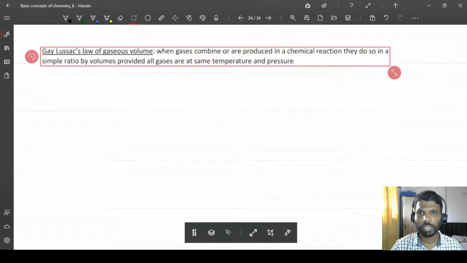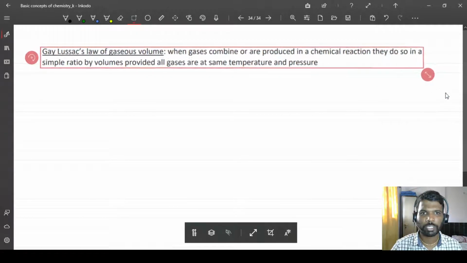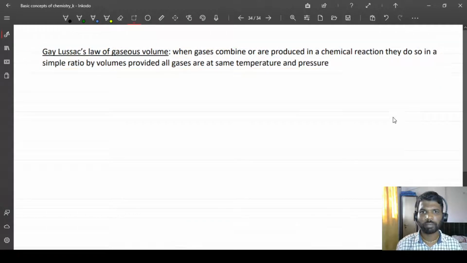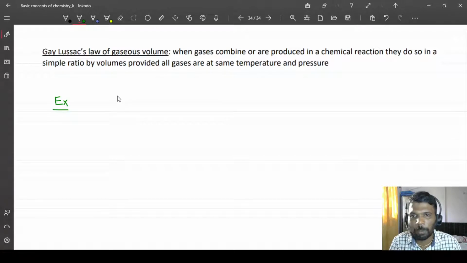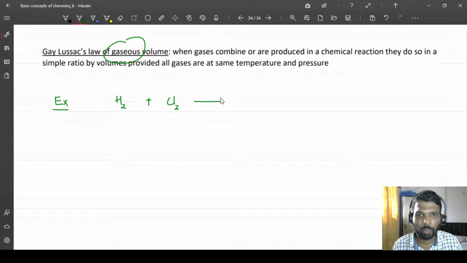The next law is Gay-Lussac's law of gaseous volume. What it says is that when gases combine or are produced in a chemical reaction, they do so in a simple ratio by volumes, provided all the gases are at the same temperature and pressure. An example of this law I can give you this way. It's very simple. If hydrogen is, this is also a gas, and this law is only for gases. The state of the reactants and the products should be gases.